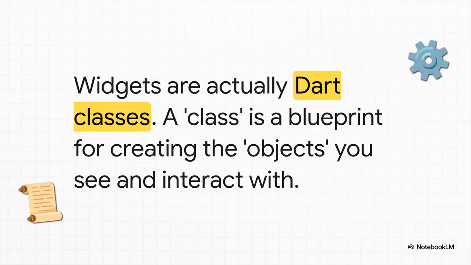So what is a widget, technically speaking? Under the hood, it's just a Dart class. And you can think of a class as just a blueprint for something. So the text widget is the blueprint for text. And you use that blueprint to create all the actual text you see on the screen, each one maybe with different words or a different color.